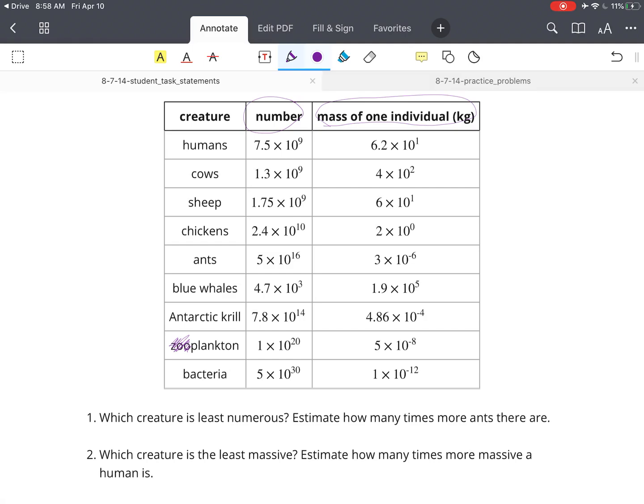Which creature is the least numerous, meaning which one is the least amount that exists? It's the one with the smallest exponent. Blue whales.